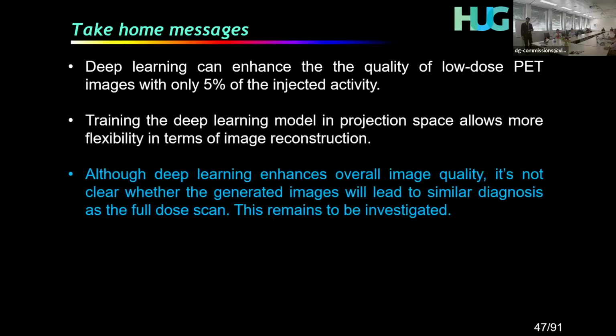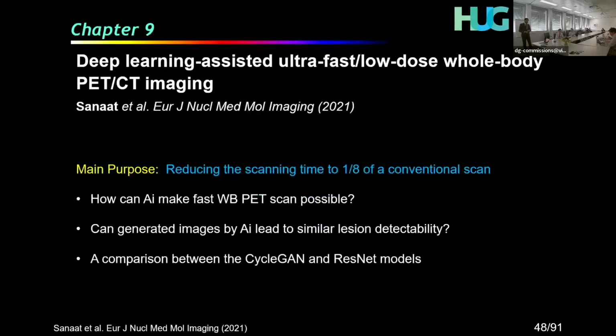So in this study, we understand deep learning can enhance the quality of low-dose PET images with only 5% of injected dose. And training the deep learning model in projection space gives us the flexibility to apply any type of image reconstruction method or even different types of pre-processing or post-processing. And although deep learning enhances overall image quality, it doesn't mean this image can lead to a similar diagnosis. So it's a very important field of study, which we try to address somehow in our next study.